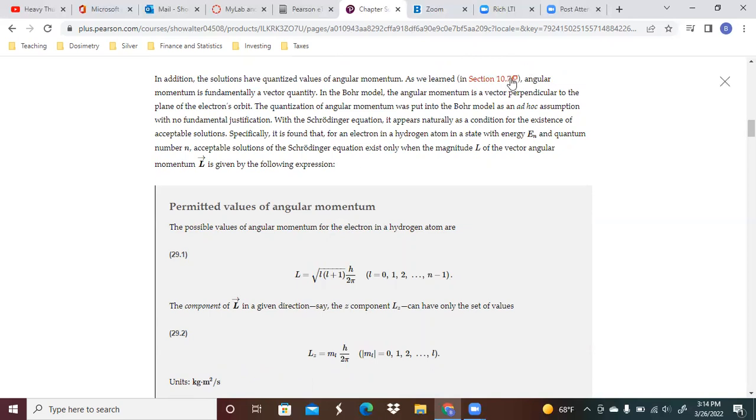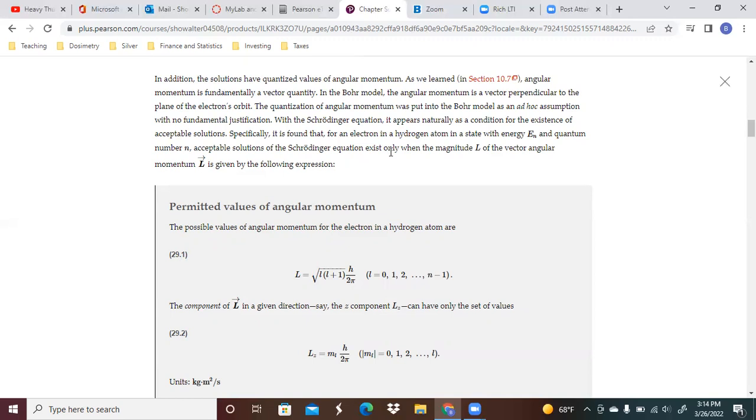So just as in section 10.7, angular momentum is fundamentally a vector quantity. In the Bohr model, the angular momentum is a vector perpendicular to the plane of the electron's orbit. So the quantization of angular momentum was put into the Bohr model as an ad hoc assumption with no real fundamental justification. With the Schrodinger equation, it appears naturally as a condition for the existence of acceptable solutions.